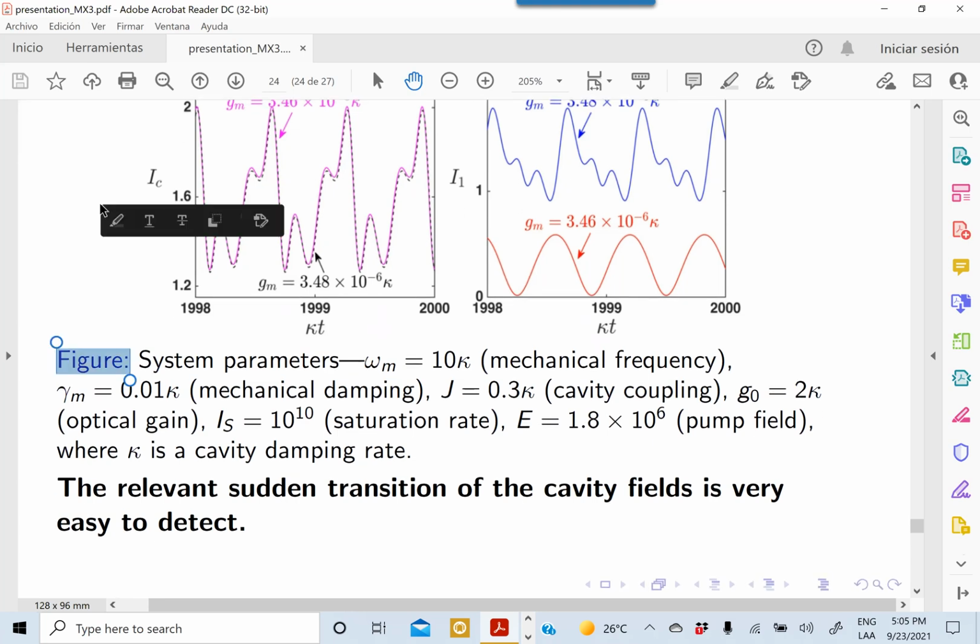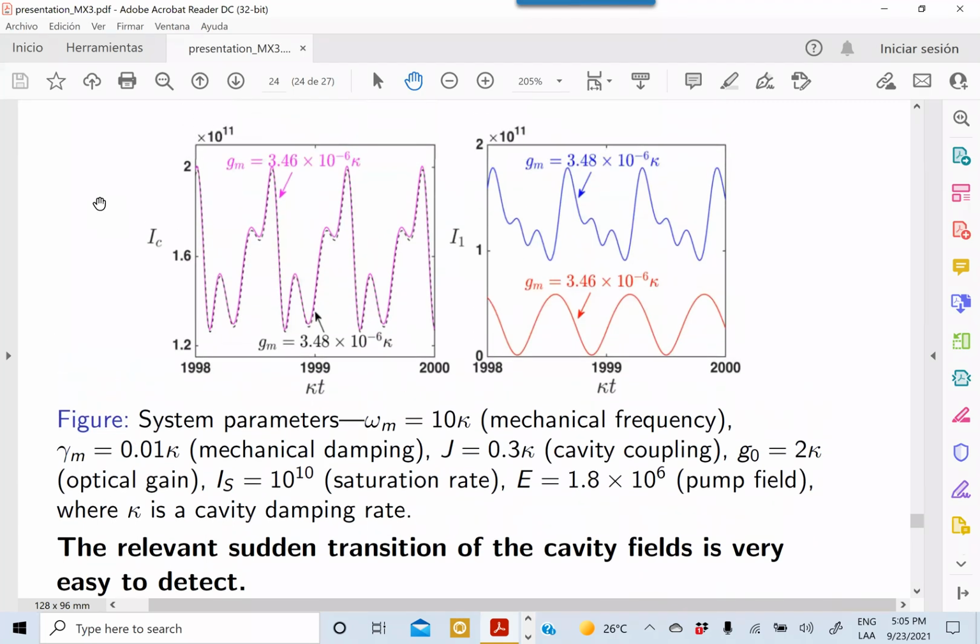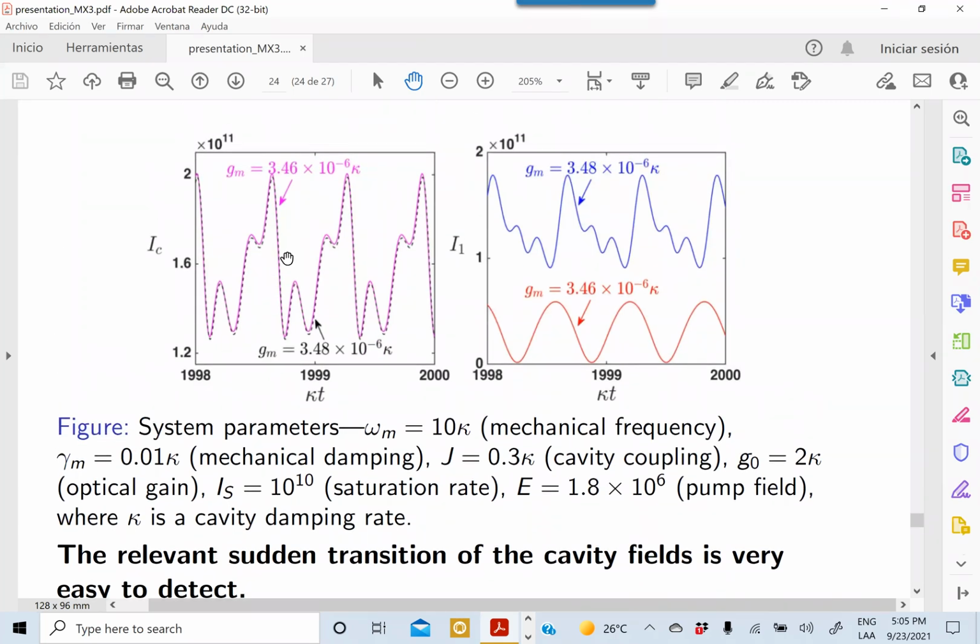The reason is that this sudden transition can be detected very easily, just like these two curves. The huge amount of photons, on the order of 10 to the 11, can be detected by the available types of photon detector, so this difference can be found immediately. That's it. This type of research was published.